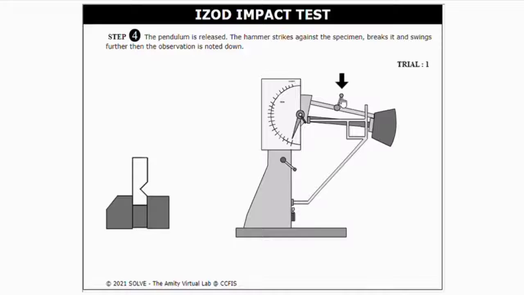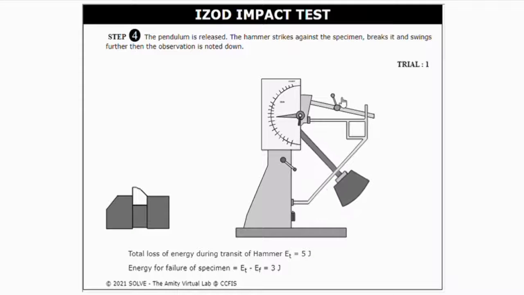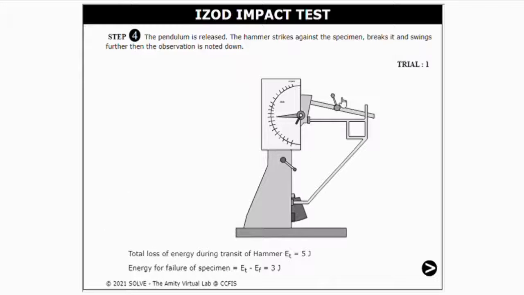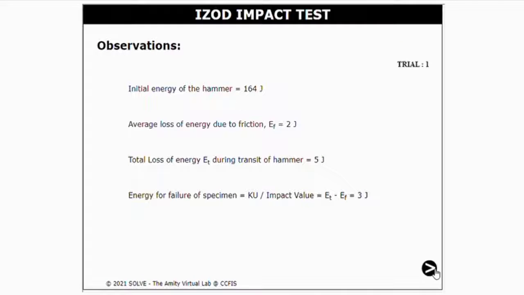In this experiment, we have to conduct the experiment 3 times. The total loss of energy during transit of hammer is 5 joule and the energy for failure of specimen will be 3 joule. The observation of the first trial is the initial energy of the hammer will be 164 joule. Average loss of energy due to friction is 2 joule. Total loss of energy during transit of hammer will be 5 joule and the energy for failure of specimen will be 3 joule.